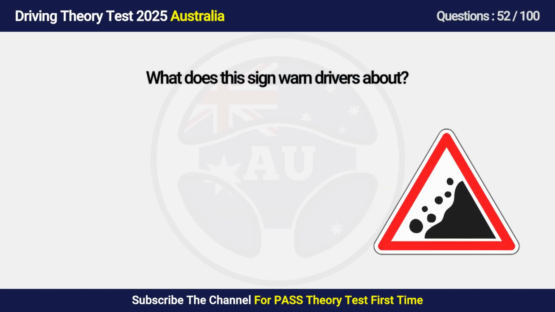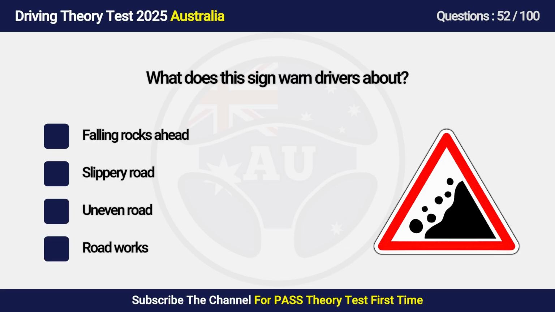Question 52. What does this sign warn drivers about? A. Falling rocks ahead. B. Slippery road. C. Uneven road. D. Roadworks.